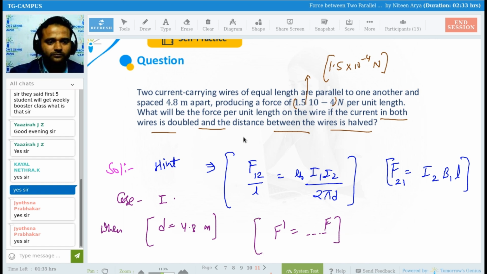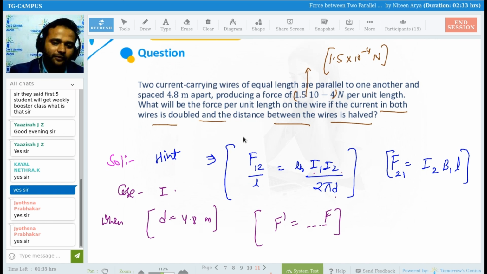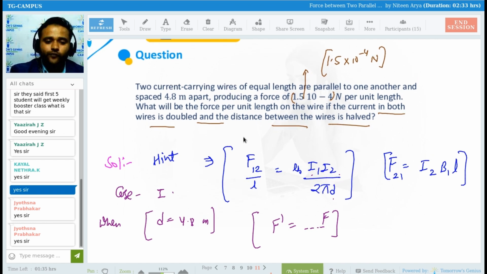Clear? Because we know force per unit length in two parallel current carrying conductors or wires is this. If I change the value of I1, I2 and I change the value of d, I can find this new force or updated force F prime in terms of the old force. That we need to do. Is this clear, everyone?